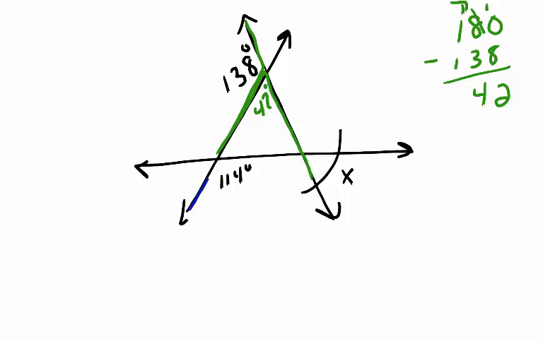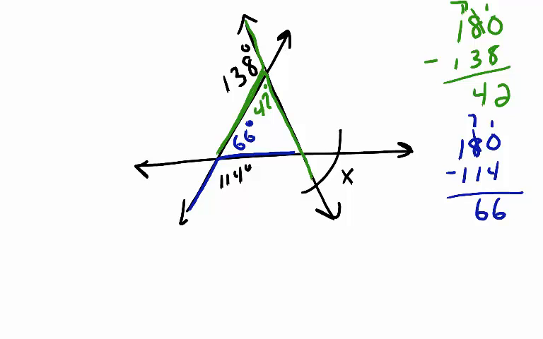Next, we'll consider angle 114 and find its supplement. 180 minus 114 gives us 66 degrees. So this gives us another interior angle on our triangle.